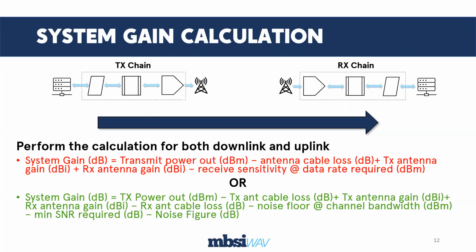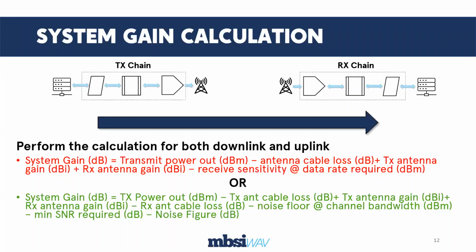Let's look at the first one here. System gain, which is always expressed in dB, is the transmit power out, minus the antenna cable loss to connect the antenna to the transmitter, plus the transmit antenna gain, plus the receive antenna gain at the other end, minus the receive sensitivity that we need. Or we can break it down a little bit more.